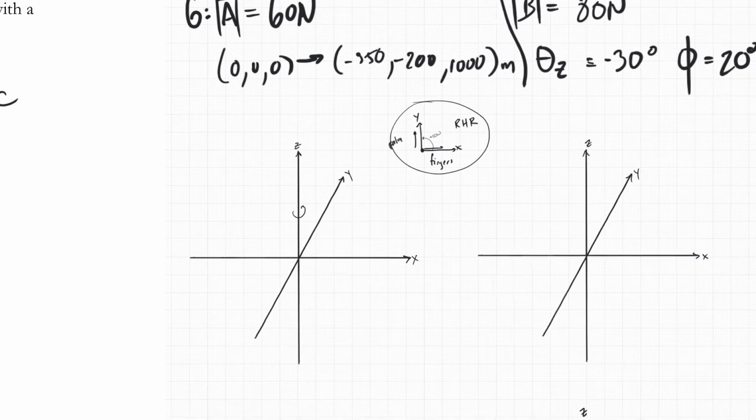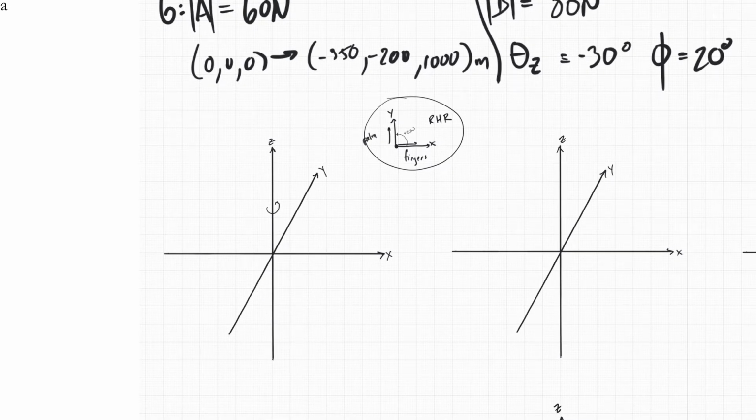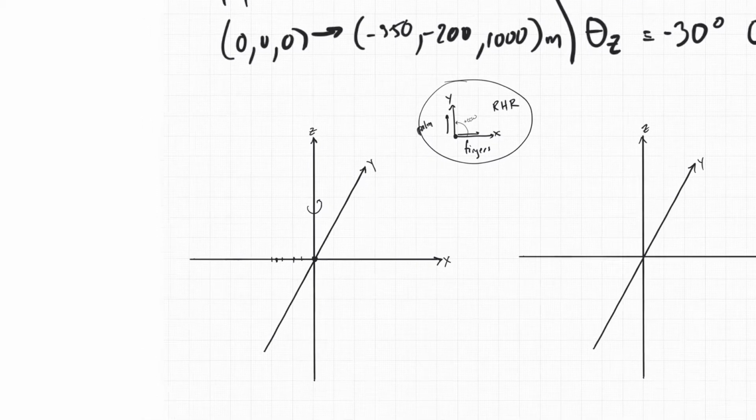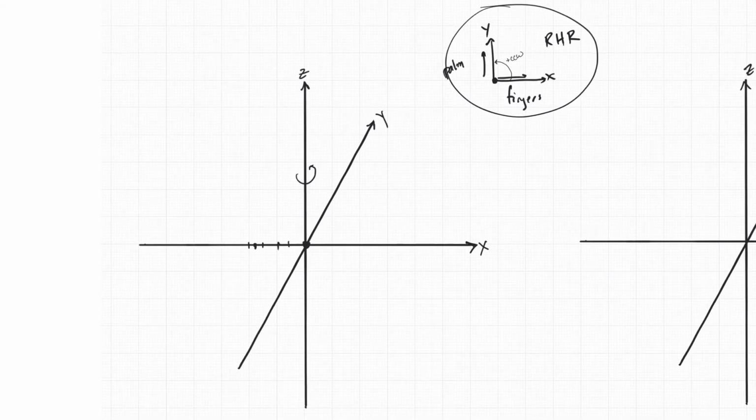All right, so let's go over here and let's start working. We've got 60 newtons, and it's going from 0, 0, 0 to negative 350, negative 200, 1,000. I've got a handy dandy straight edge, and we're going to start here, and in x we're going to negative 350. Let's say this is 100, this is 200, this is 300, this is 400, so negative 350 is about right there. Then we're going negative 200 in the y, which is harder to figure out where that might be. So let's say that's like right there.